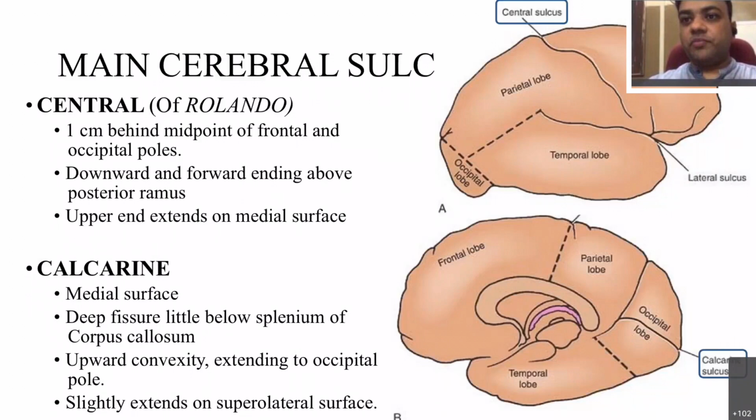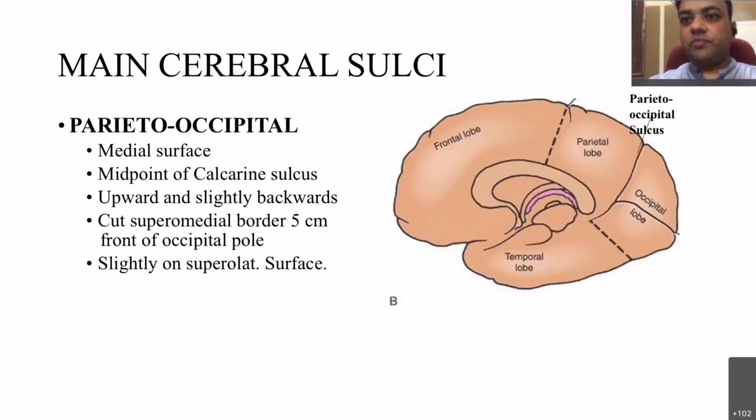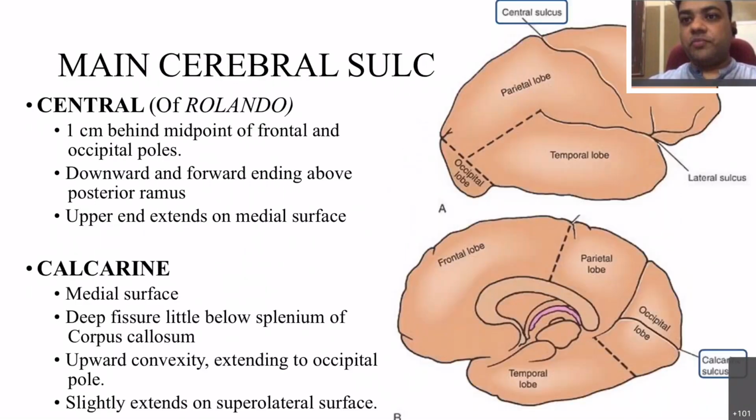On the next slide, the parieto-occipital sulcus. You can see the parieto-occipital sulcus here between the parietal lobe and the occipital lobe. Okay. So from the medial surface to the supralateral surface, it comes here. And it starts from the midpoint of the calcarine sulcus. In this diagram, you can see the calcarine sulcus here, and then descending downward and going forward, that is the parieto-occipital sulcus.